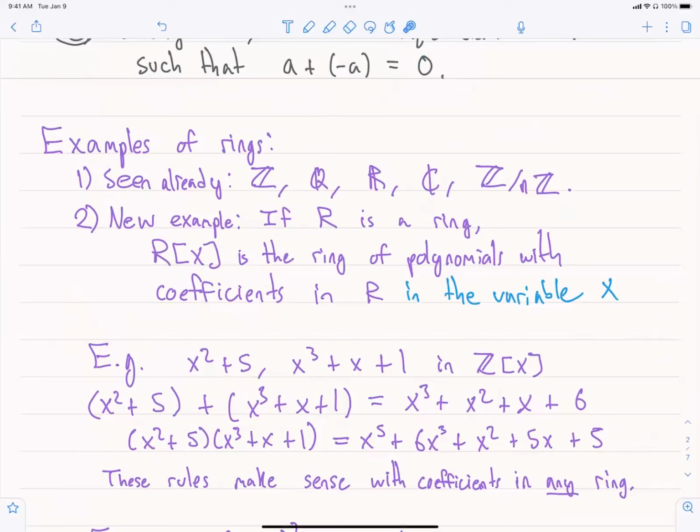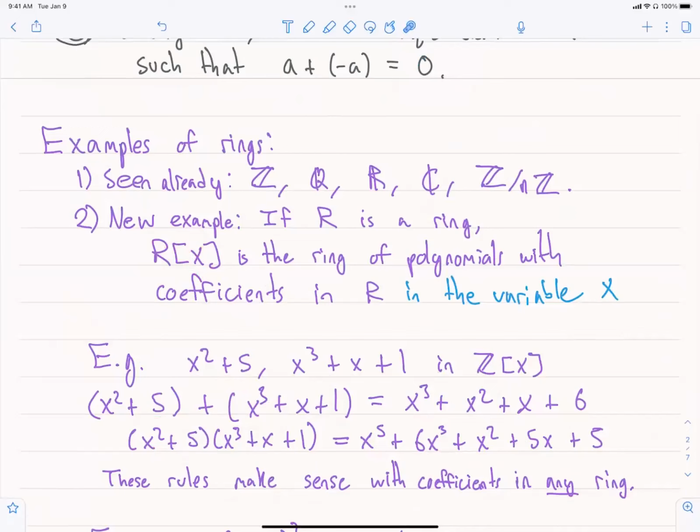But if you think about the rules that define this addition and multiplication, we build them out of addition and multiplication in Z, but we can build them out of addition and multiplication in any ring, and it's always going to still work out. So these rules make sense with coefficients in any ring, and that's why, no matter where you take your coefficients, the set really becomes a ring with these operations. Okay, so we'll talk about polynomial rings more, especially when the coefficients are in a field.